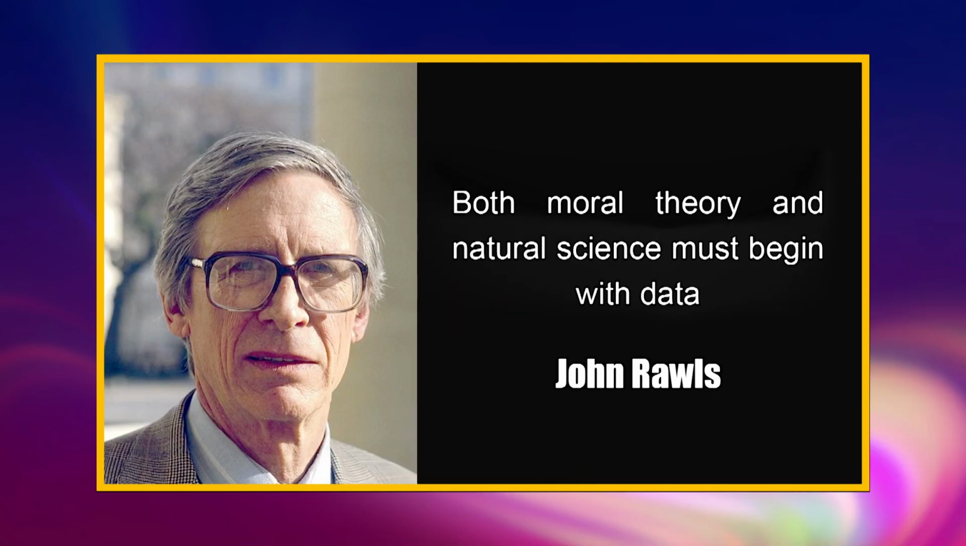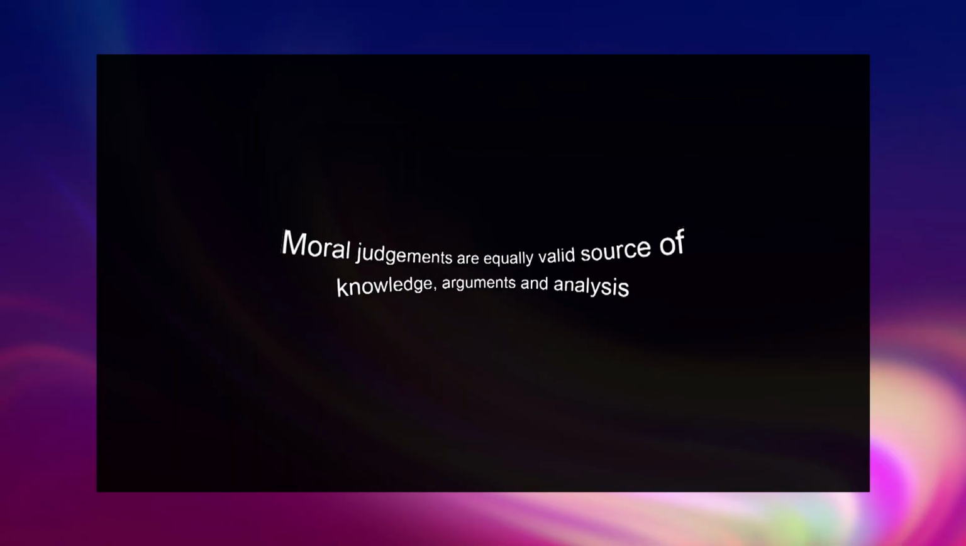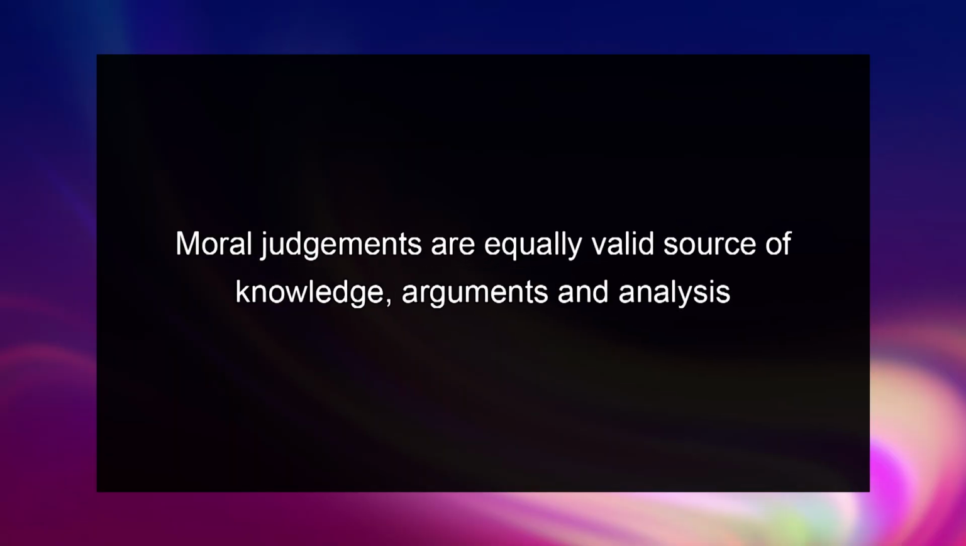John Rawls opined that both moral theory and natural science must begin with data. The data for science are empirical observations and the data for ethical theory are moral judgments. Moral judgments are an equally valid source of knowledge, arguments and analysis. They cannot be set aside or ignored on the ground that they are not based on empiricism.